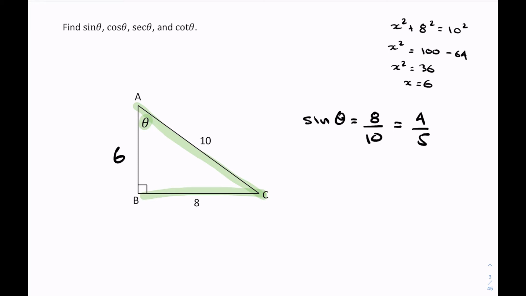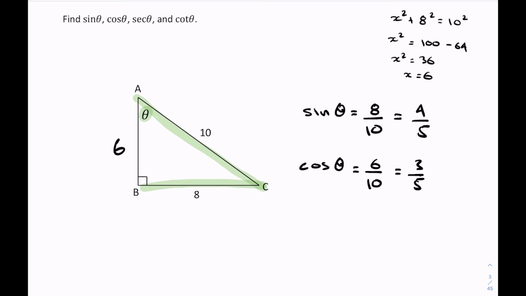Great. What about cosine theta? Well, cosine theta is just the adjacent over the hypotenuse, or 6 over 10, and that gives me, reduced, 3 over 5. And now we have the reciprocal ones, secant theta, which is just 1 over cosine theta, or we can write that as 5 over 3.